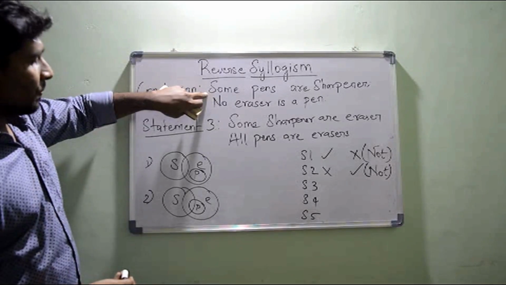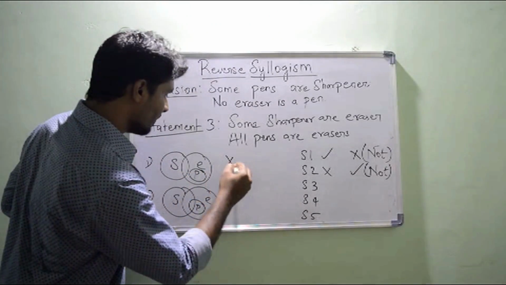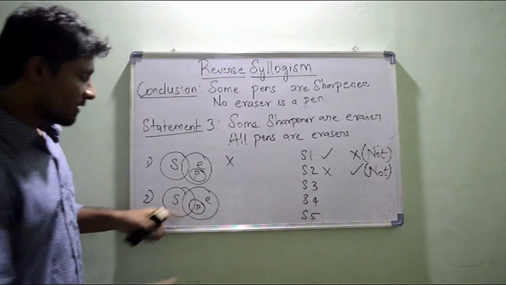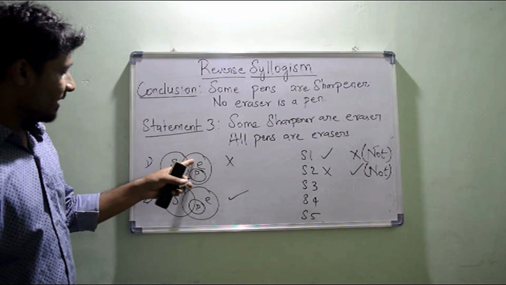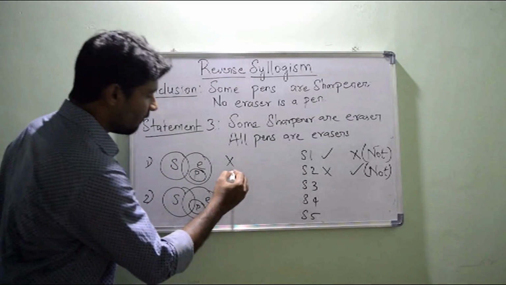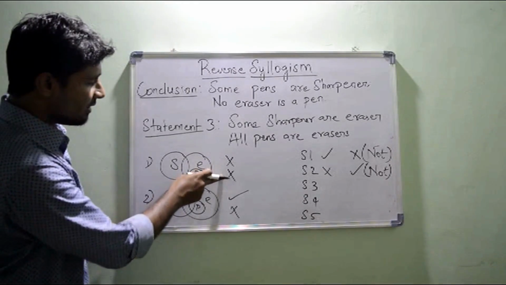Some pens are sharpeners. So some pens are sharpeners, is it false here? And in this one, some pens are sharpeners, true. Second conclusion, no eraser is a pen. So no eraser is a pen, is it true? Absolutely false. Okay, this gives me false, false, again true and false.